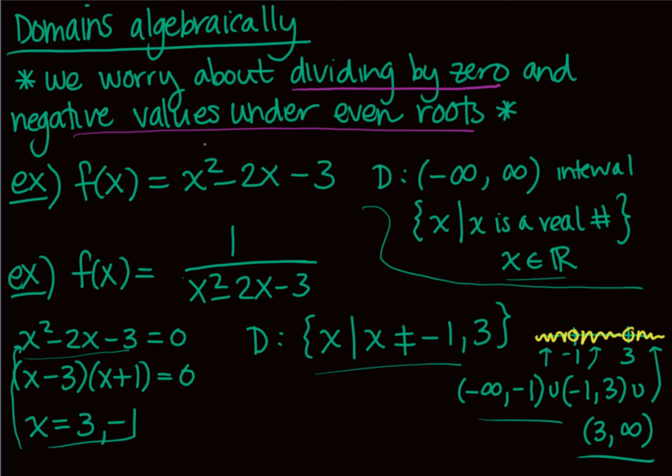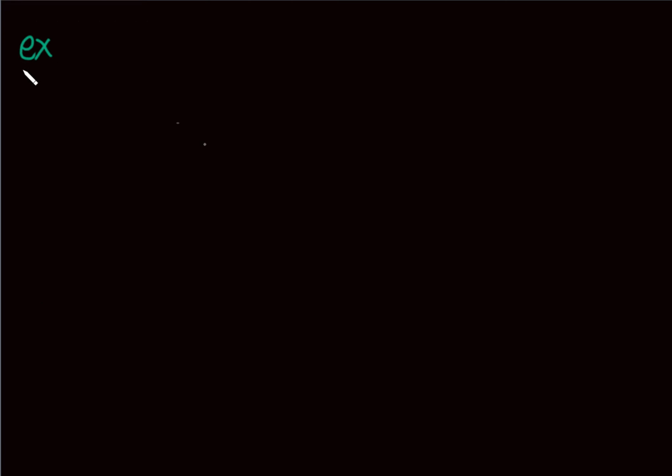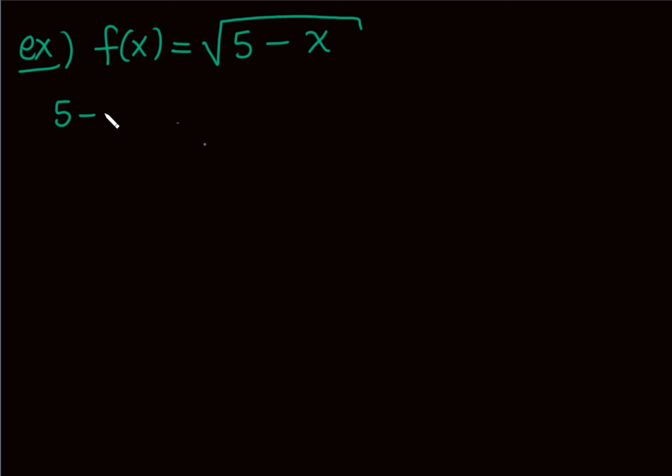Okay, one more example and then we'll be done. So again, dividing by 0 and square roots, negatives under even roots. What about something like this? The square root of 5 minus x. Who's invited to the party? Because this is an even root, right? There's a little 2 there if we don't put anything. If I want to stay hanging out in the real numbers, which we want to do so far, I need this guy to be bigger than 0.